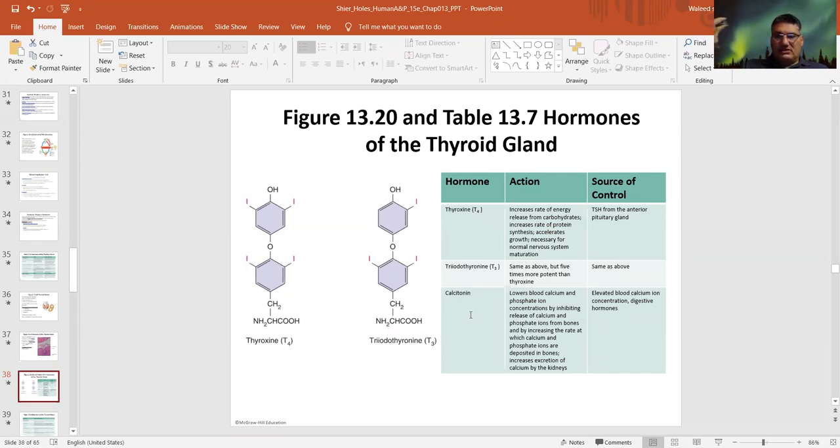So calcitonin is going to lower calcium. How? It's going to take the calcium from the blood and send it to the bone. So calcium level goes down in the blood.